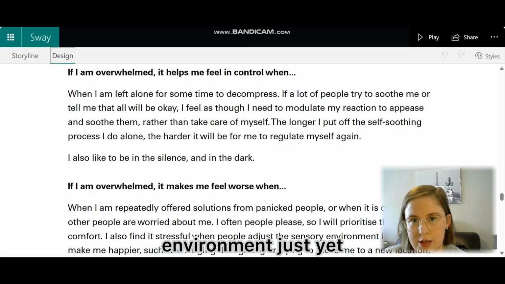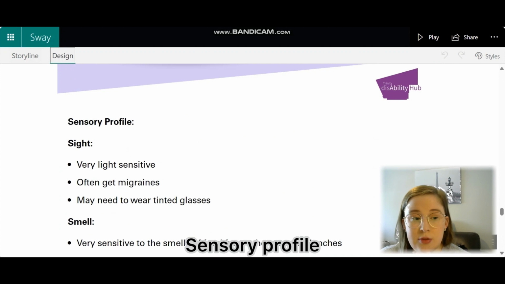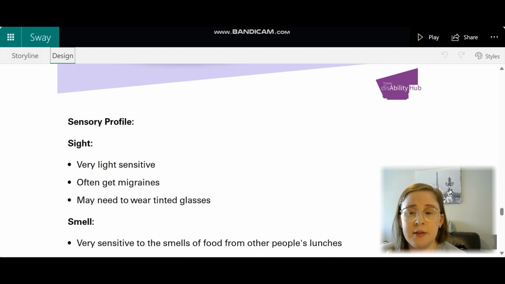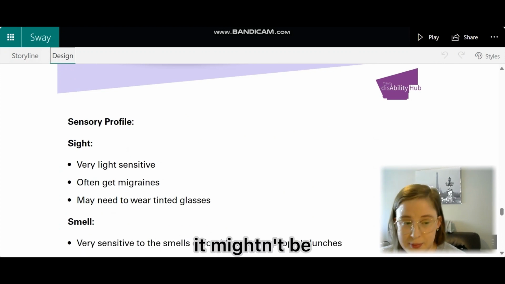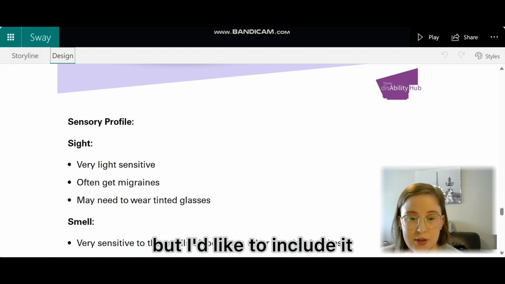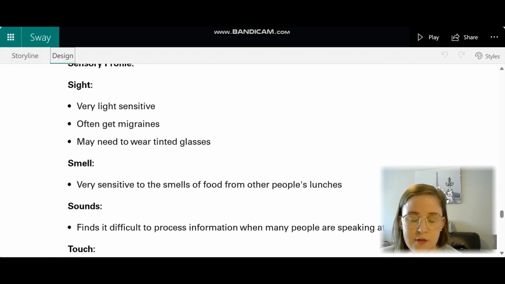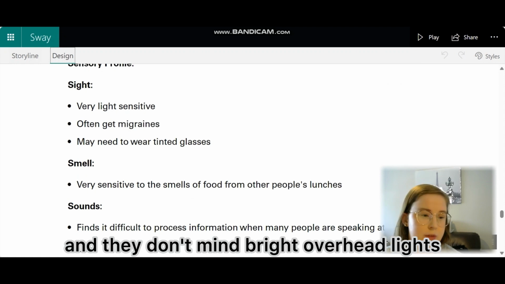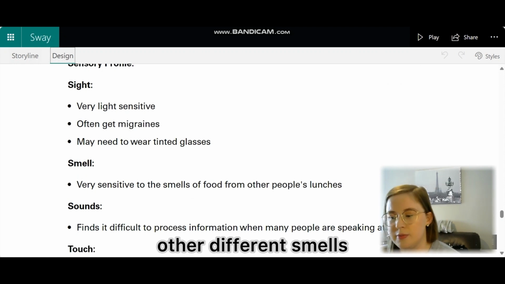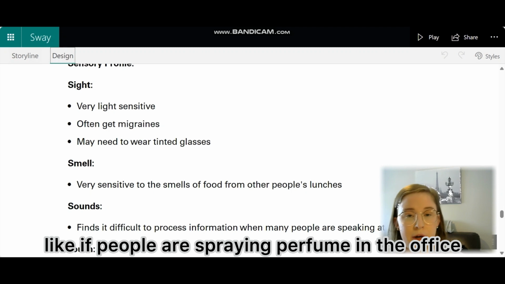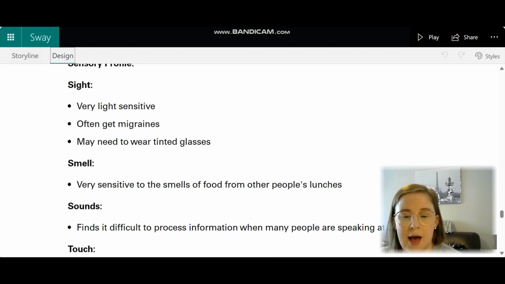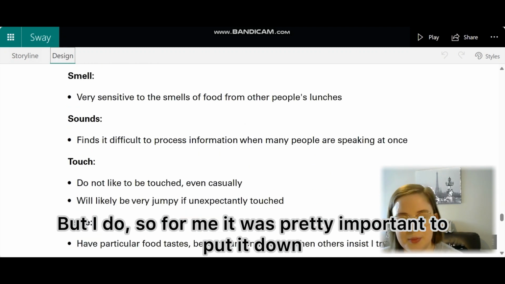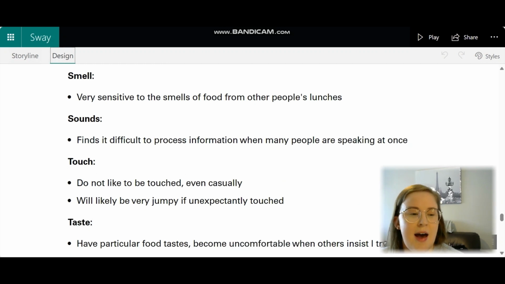Sensory profile: this might be relevant for some people, it mightn't be, but I'd like to include it because I'm very sensory sensitive. I know a lot of people who are sensory seeking and they don't mind bright overhead lights, different smells, like if people are spraying perfume in the office, things like that. But I do, so for me it was pretty important to put it down.